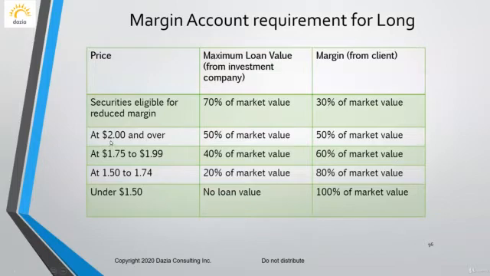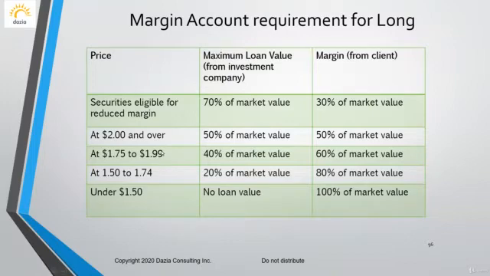If the price is $2 and over, $2 or more, so it's $3, $4, $5, $20 a share, then it's 50-50. The company will give you 50% of the value. Like we saw in the previous example, if the value was $2,500 minimum, they will give you $2,500 to add on. So it's a 50-50 type of relationship, and that is one option if the price is more than $2.